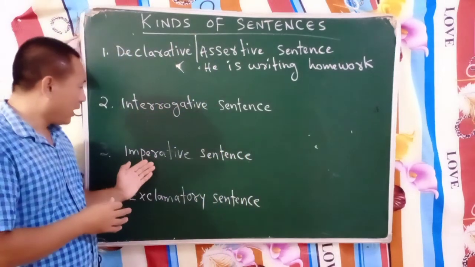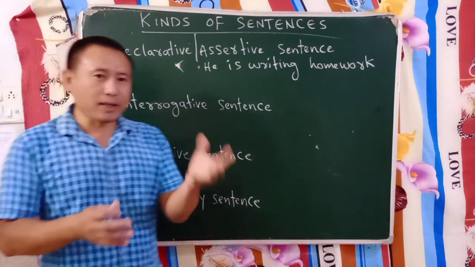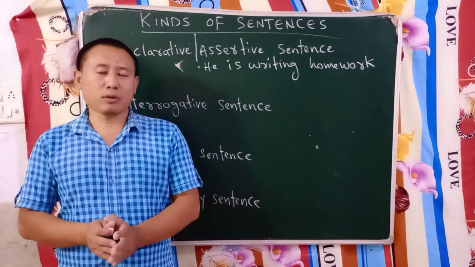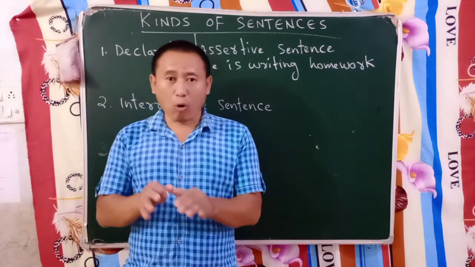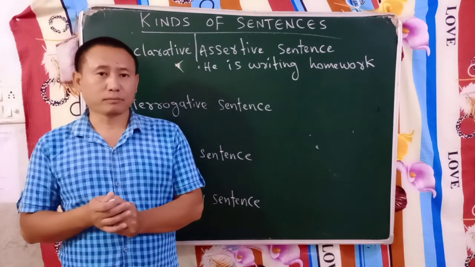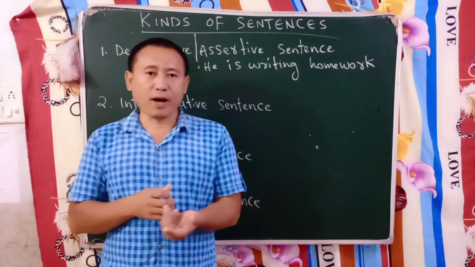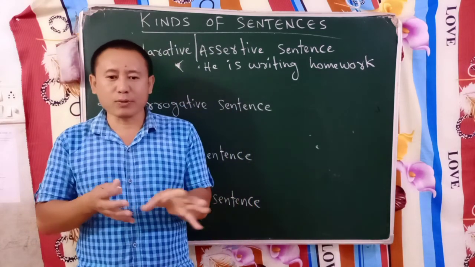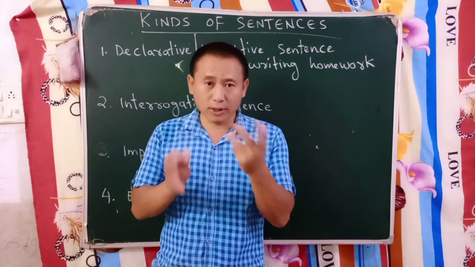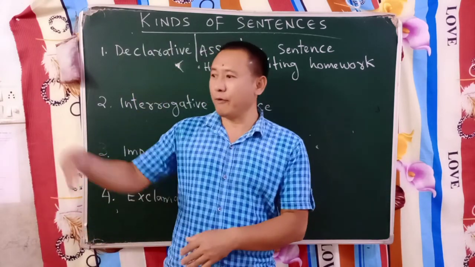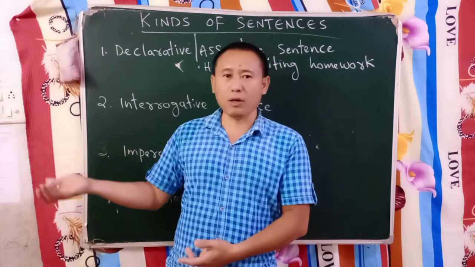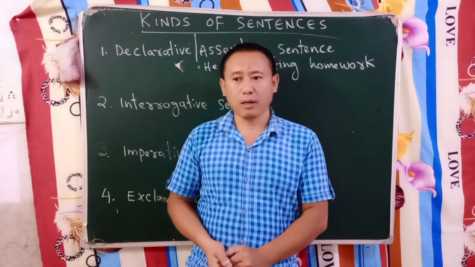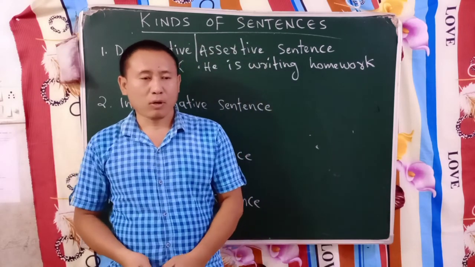Okay, next, imperative sentence. What is imperative sentence? Imperative sentence is a sentence that makes order, gives advice. We give advice and we make requests. So this type of sentences we call imperative sentence. Order, example: come here, get out from here, don't talk in the class, don't shout. We are giving order or request.